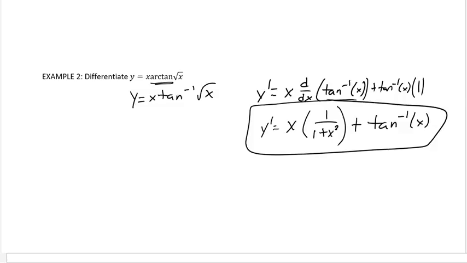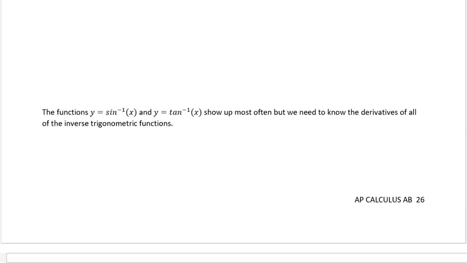Okay, so all those things that could come up, they also come up here. As I said, the functions inverse sine and inverse tangent show up the most often, but we need to know them all.